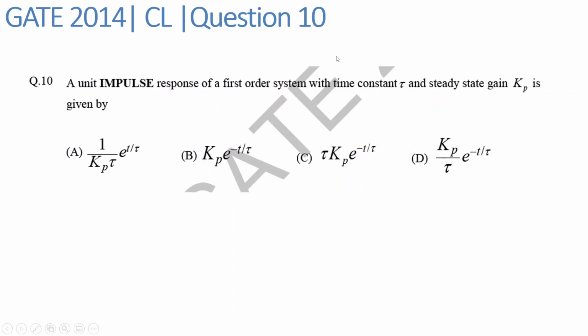We are solving question 10 of the GATE 2014 Chemical Engineering paper, related to process control and instrumentation. The question is: the unit impulse response of a first order system with time constant tau and steady state gain Kp is given by which of the following options?